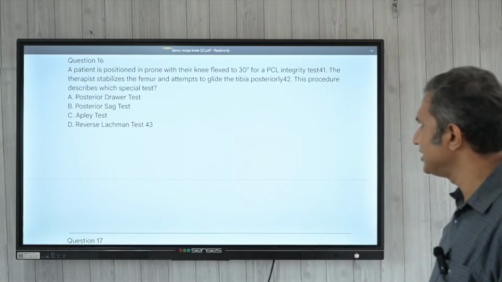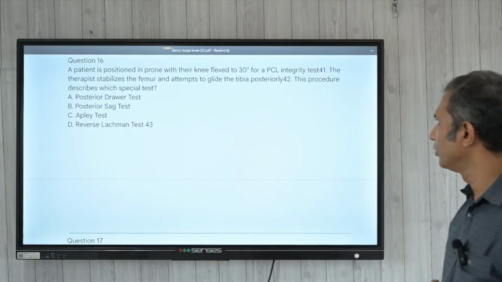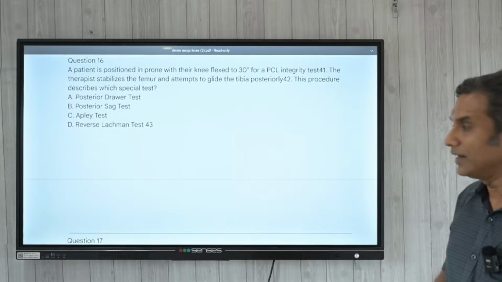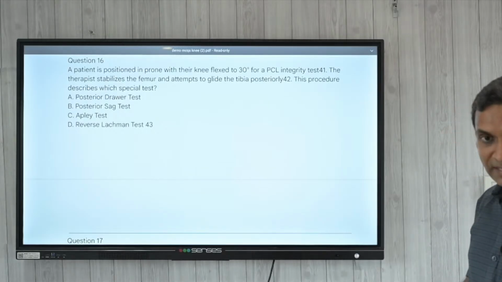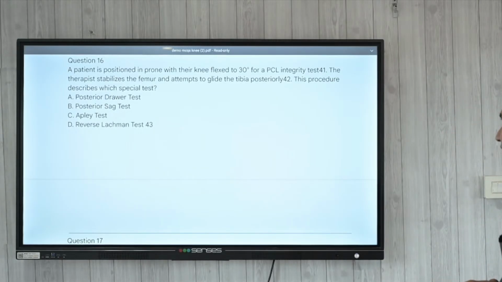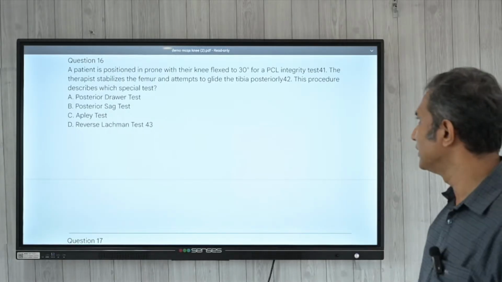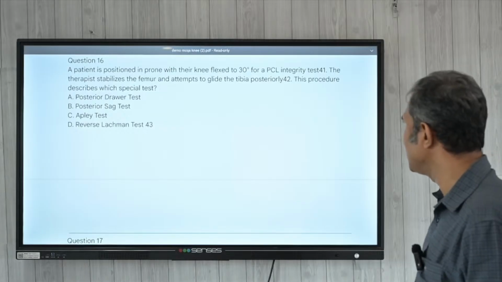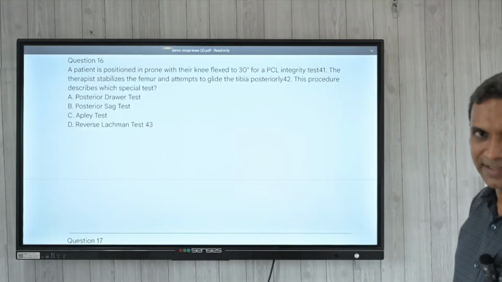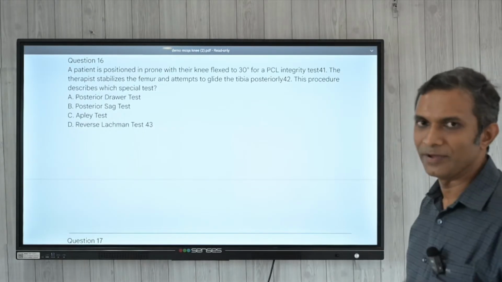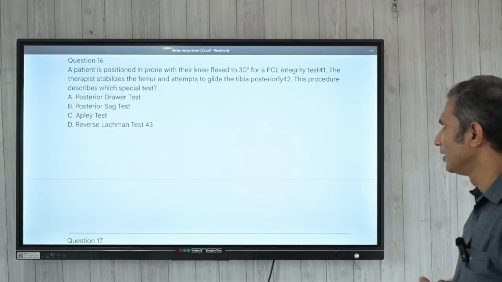Question 16. A patient is in prone with knee joint flexed to 30 degrees for PCL integrity test. The therapist stabilizes the femur and attempts to glide the tibia posteriorly. Which procedure describes this test? So a very obvious answer would be there.